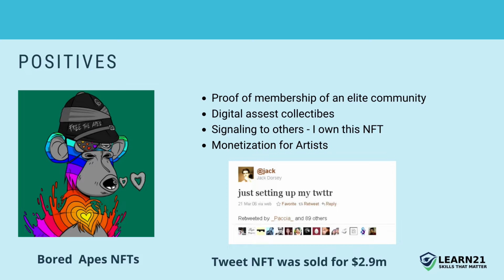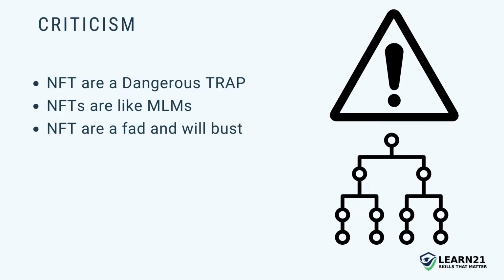So this is another example. Jack Dorsey sold an NFT of his first tweet, right? It sold for 2.9 million. So it's also in that collectible, auction market. So in the digital world they are trying to create that, whatever exists in the offline world. There has been a lot of criticism also. Some articles say they are a dangerous trap, they are like MLM, they are a fad and will bust. This is what one art historian said.